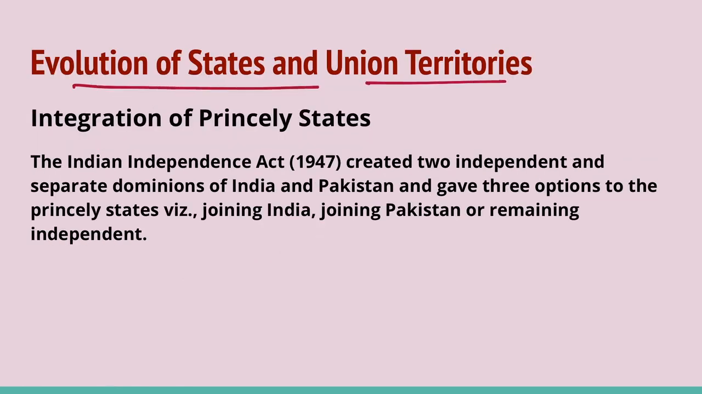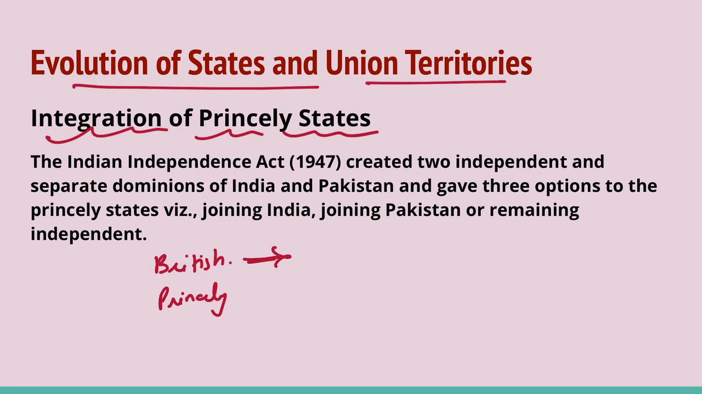Evolution of states and union territories. Integration of princely states. At the time of independence, India comprised two categories of political units: British provinces and princely states. British provinces were under the direct rule of the British government, and princely states were under the rule of native princes, but they were subject to the paramountcy of the British crown.